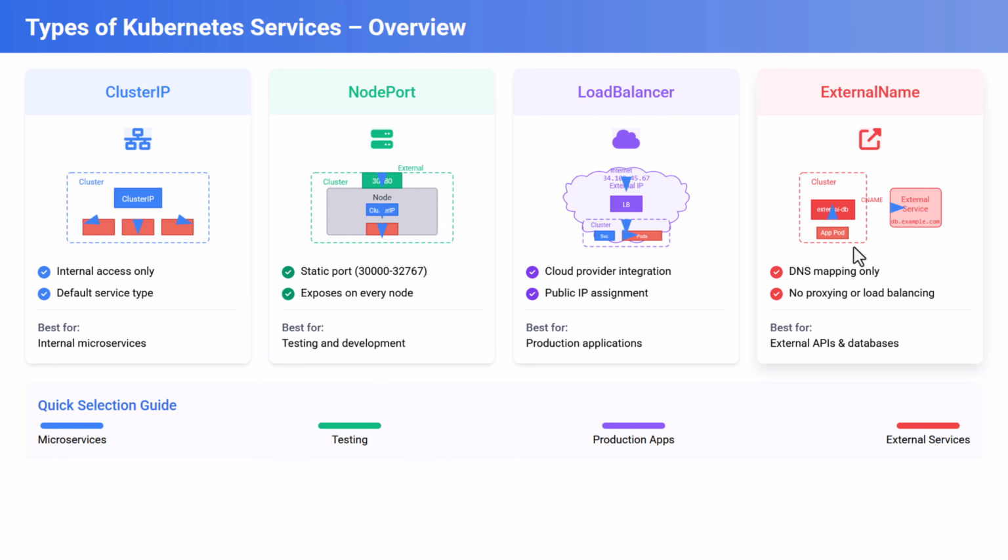And a quick tip: use ClusterIP for microservices, NodePort for testing, LoadBalancer for production applications, and ExternalName when calling a service outside the cluster. Each type has its own role. The key is choosing the right one for your job.